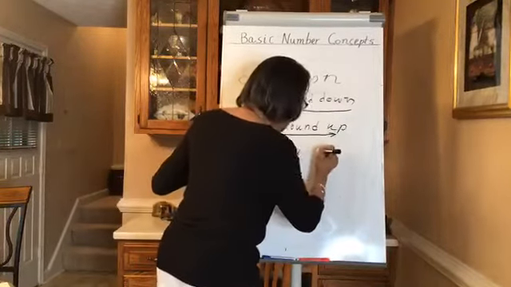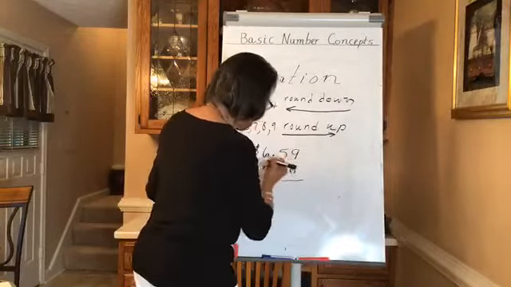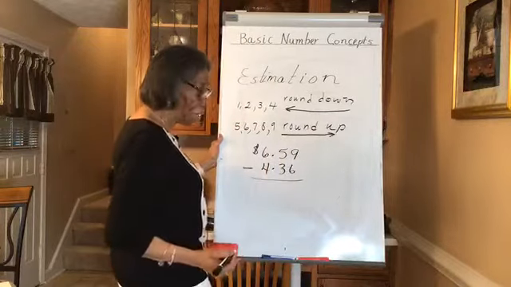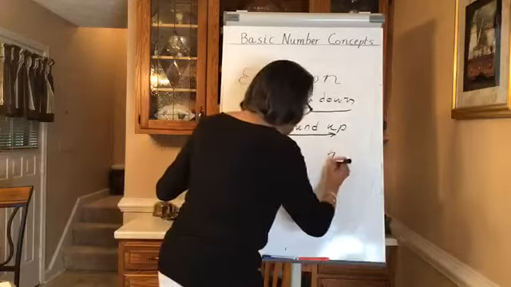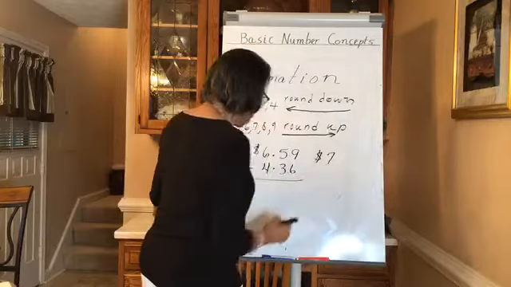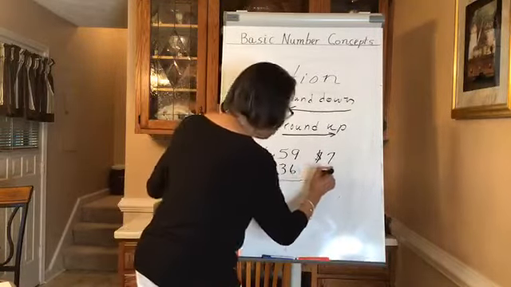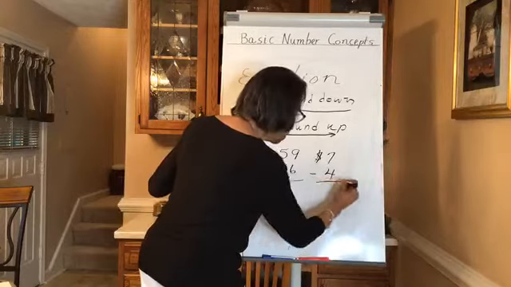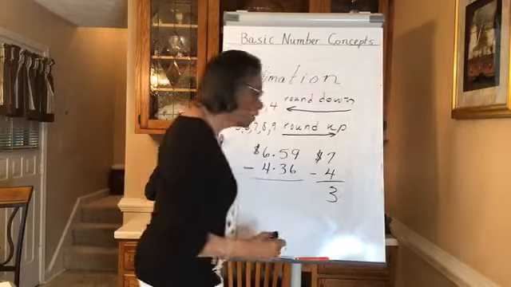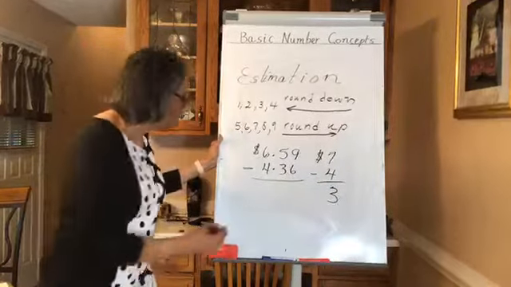All right, so $6.59 is closer to what? $7. Okay, $4.36 is closer to $4. So I know I'm going to have something in the neighborhood of $3.